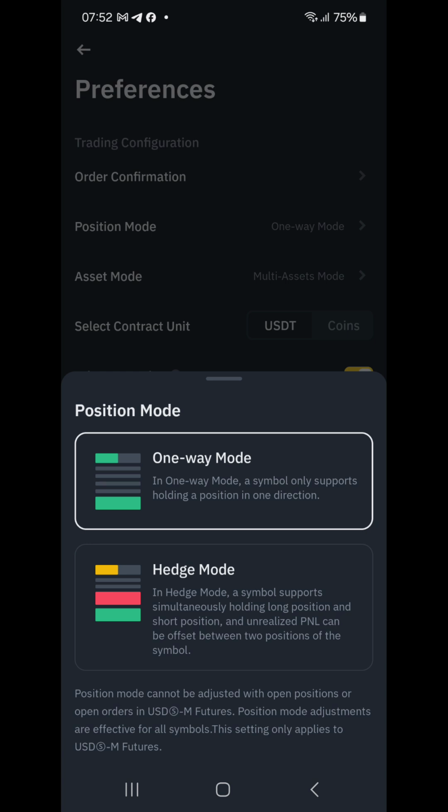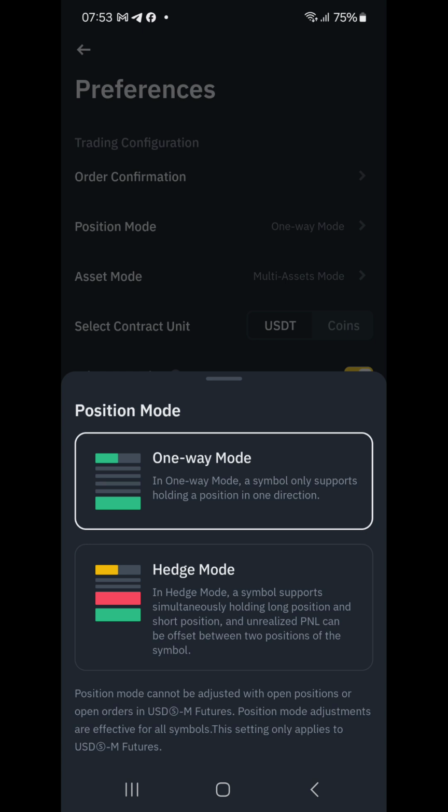So if I'm trading BTC in one long position, I can at the same time go the other way and use short, and the system will allow me. That is what it means. Now for the record, see the question under there. The position mode cannot be adjusted with open positions or open orders in this type of futures wallet.